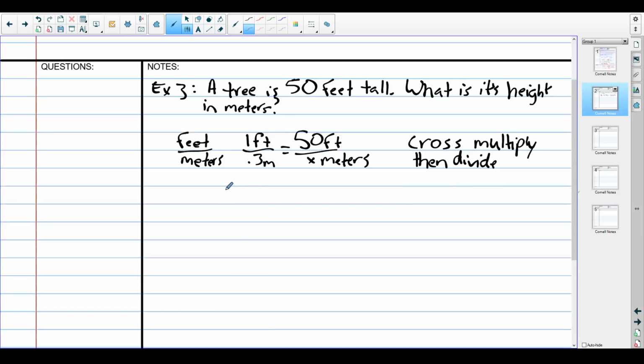Okay, what are we doing? So we cross multiply. So we have 1x on one side. We have 0.3 times 50 on the other side.